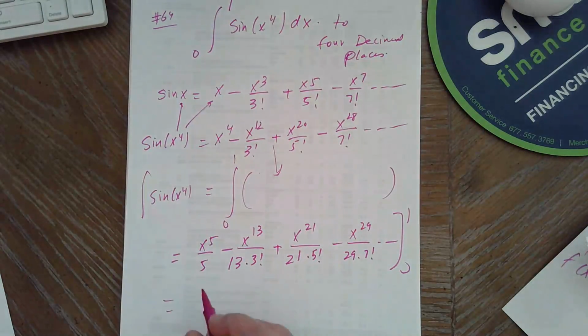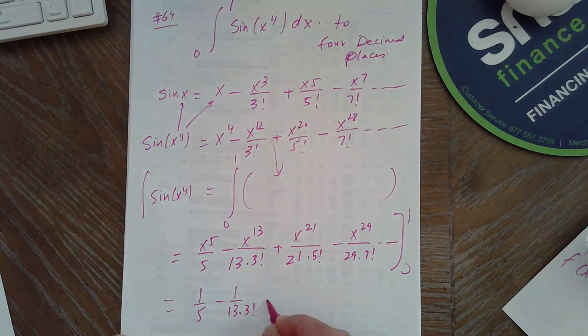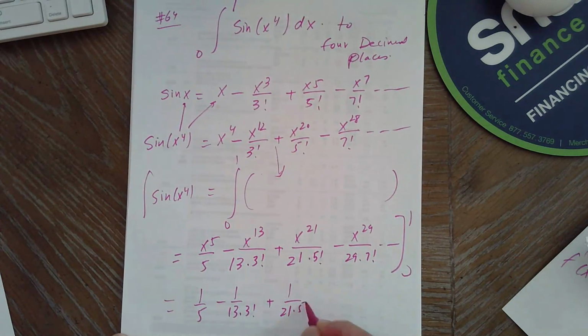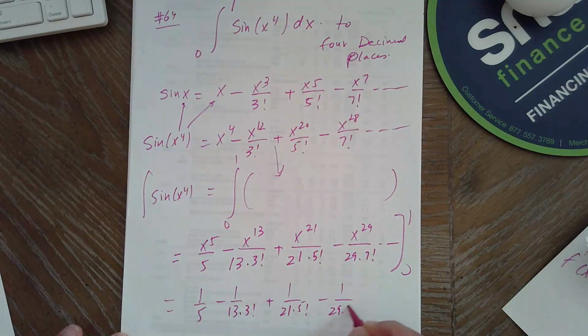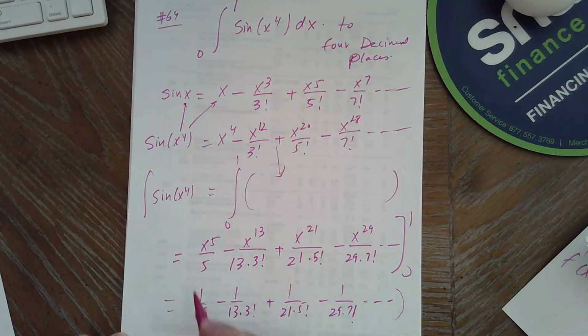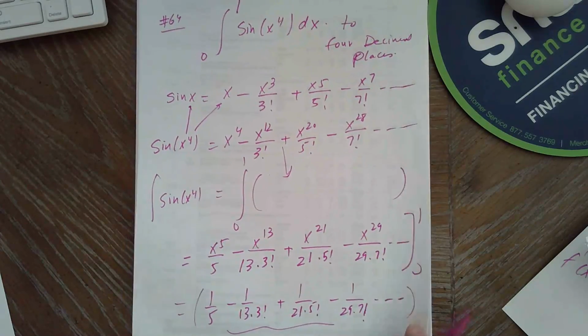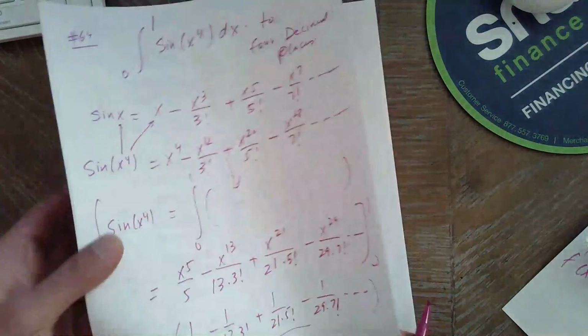You plug the 1 in there, you get 1 over 5 minus 1 over 13 times 3 factorial, plus 1 over 21 times 5 factorial, 29 times 7 factorial, and so on. You plug the 0, you're going to get zeros. If you do all these, you get roughly 0.1876, and that gives me the estimate that I'm looking for.